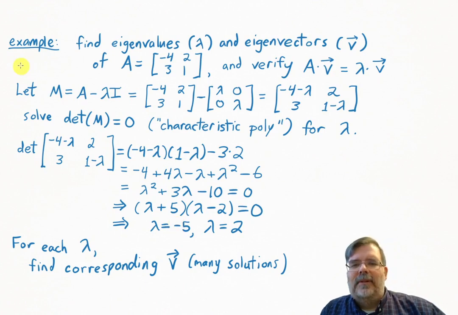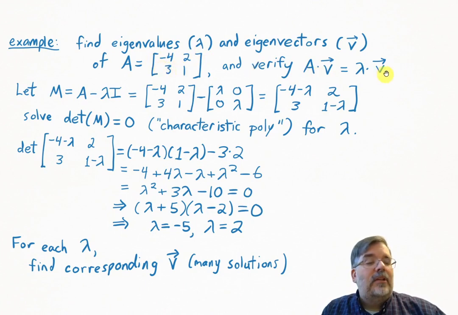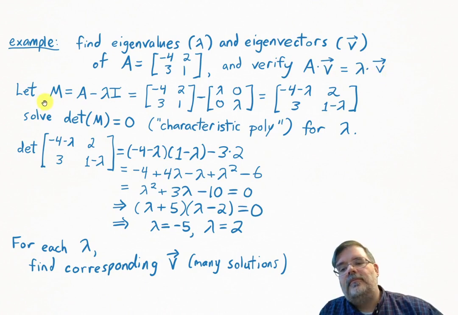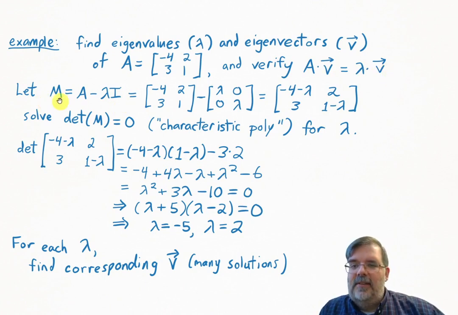We'll do one more example. So let's say we want to find the eigenvalues lambda and the eigenvectors v of this matrix, negative 4, 2, 3, 1. And as always, we like to check our work. We'll check that A times V equals lambda times V. So the procedure is exactly the same. We write down our matrix M. It's A minus lambda times I. And so this will be negative 4 minus lambda, 2, 3, and 1 minus lambda.